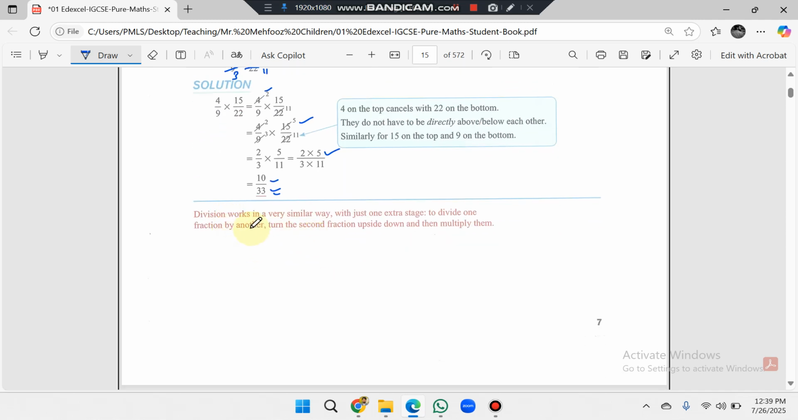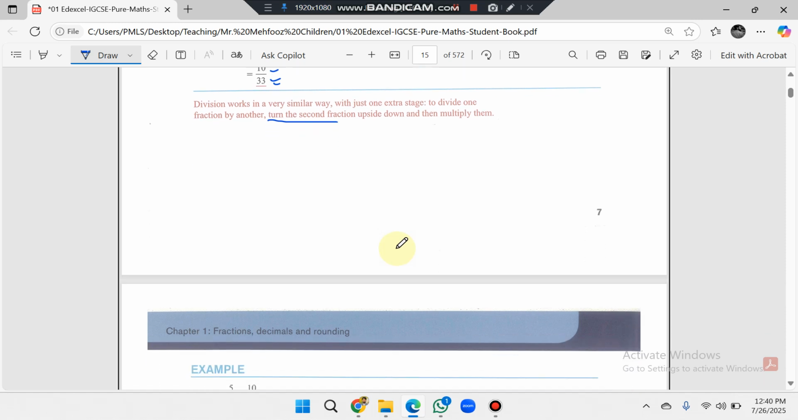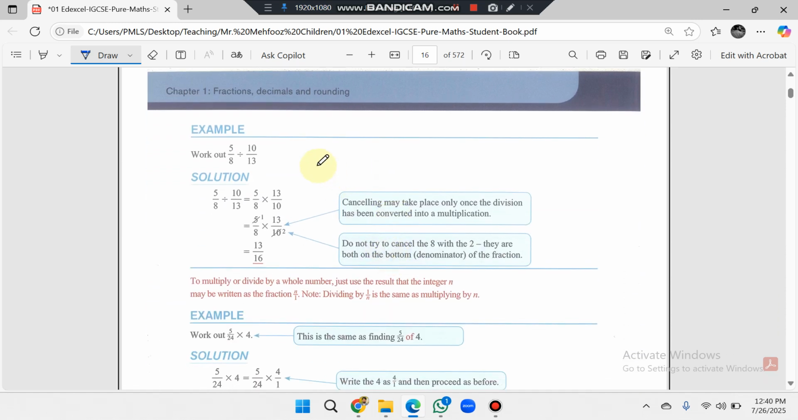Next one is division. It works in a very simple way with just one extra stage: to divide one fraction by another, turn the second fraction upside down and then multiply them. It means that when we divide fractions, we turn the second fraction upside down and multiply. Take the reciprocal of the second term and multiply these two terms. So here is the example. You can see 5 over 8 divided by 10 over 30.